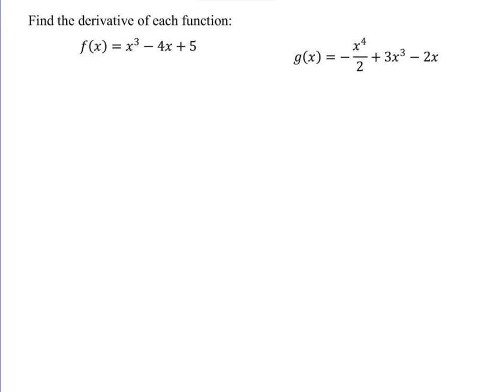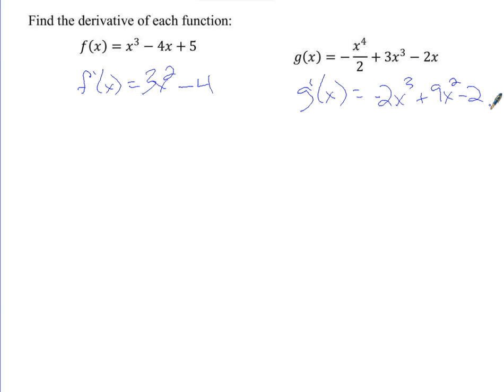All right, more of the same. You can do this in your head now, right? Okay, so for the first one, what do we get? F prime of x equals minus 4, and that's it. How about the second one? G prime of x equals negative 2x to the third. Good. We good? Yeah?